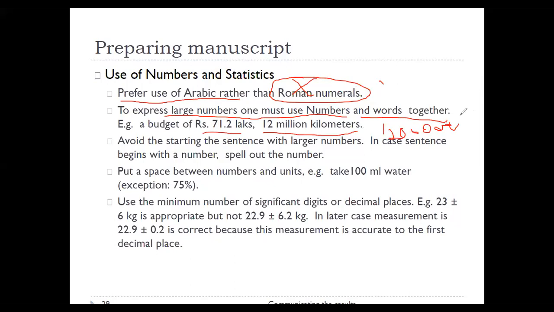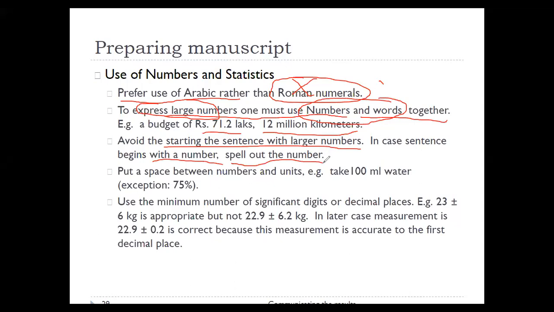So that is a big number again. So that is not a good way to write. Instead, if it is a large number, it should be expressed as a number together with the words. Avoid starting a sentence with a large number. Sentence ची सुरुवातच मोठ्या नंबर ने करणं usually avoid केलं पाहिजे. In case a sentence begins with a number, spell out the number.